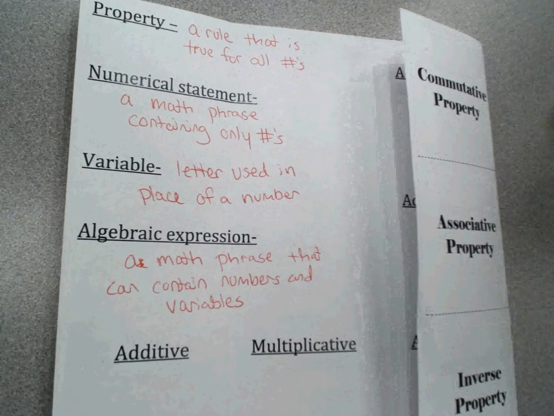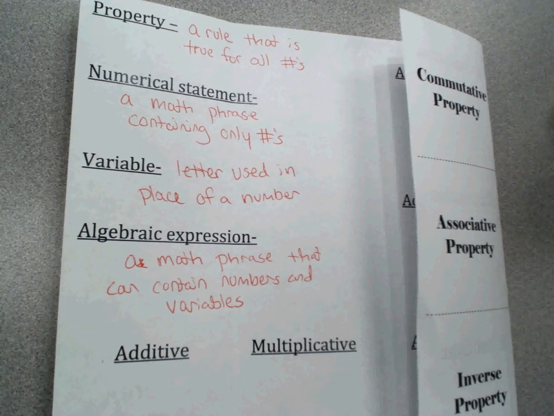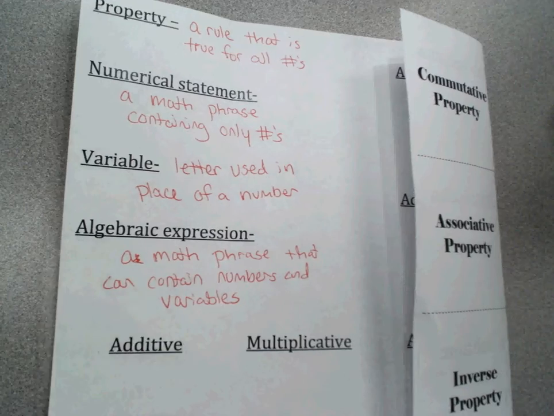So those are the 4 vocab that we have for these. Property, numerical statement, just numbers. Variable is a letter in place of a number. And algebraic expression, a math phrase that can contain numbers and variables. So let's look at our properties.